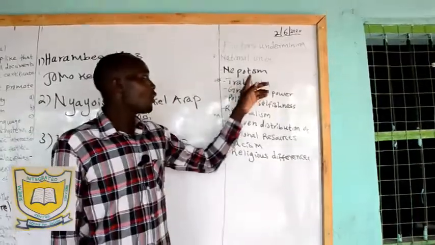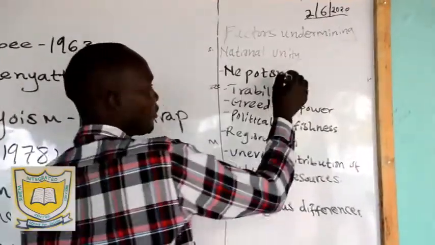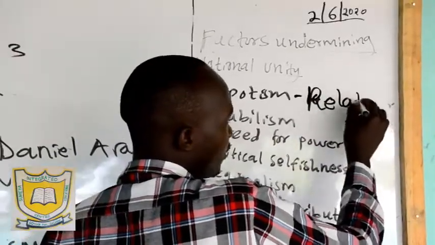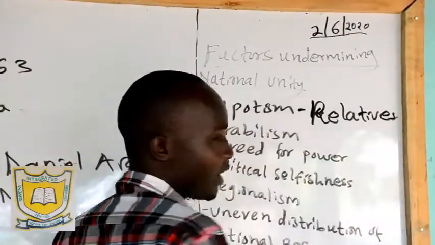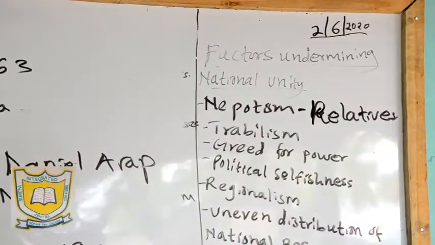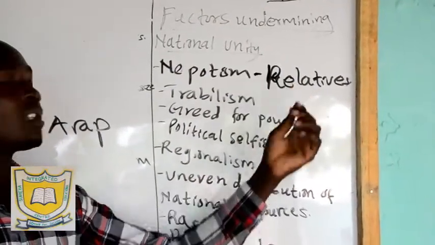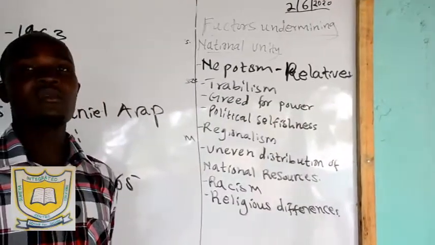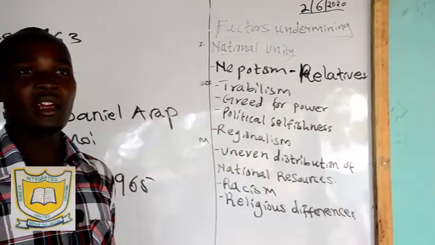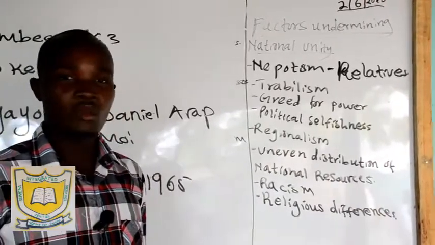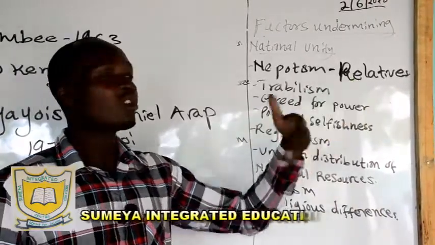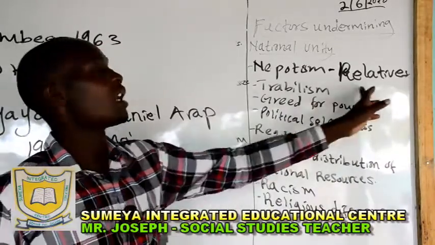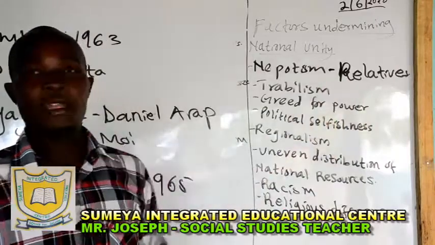So number one, we have nepotism. Nepotism is favoring your relatives. So when somebody favors the relative, that's what you call nepotism. For example, let us assume somebody is a manager in a given company, then he employs his relatives alone. Somebody from another place comes with the document, is qualified, but he is not given the job, but is given to somebody who is unqualified because it's a relative to this person. That's what you call nepotism.